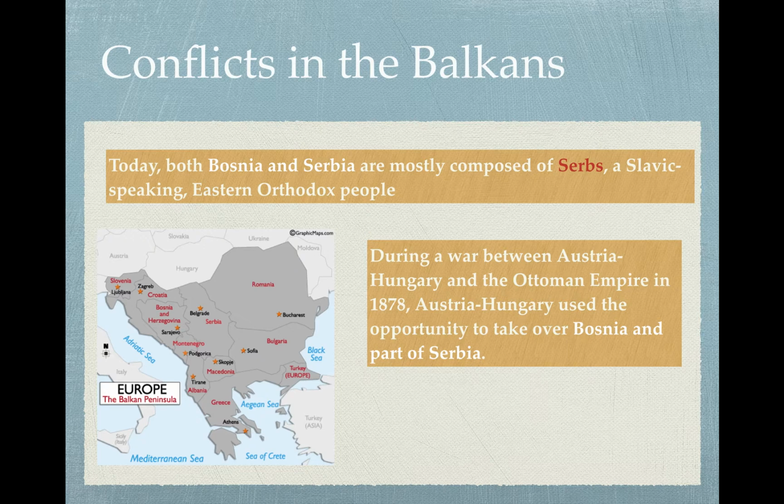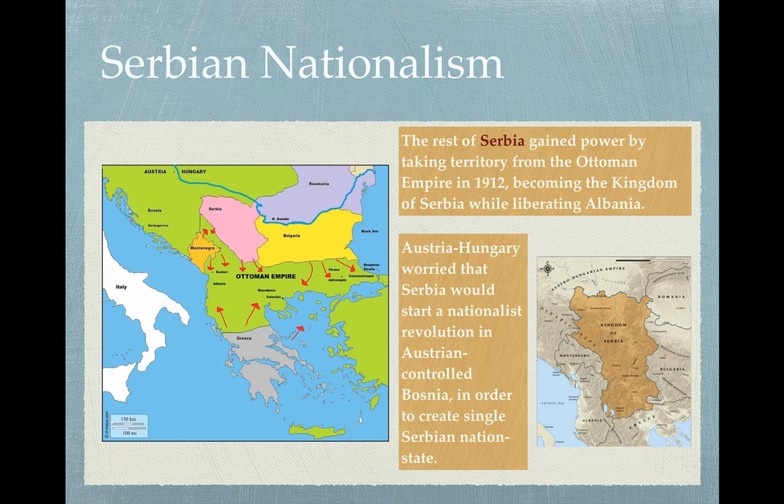Today, countries like Bosnia and Serbia are mostly composed of Serbs, which is a Slavic-speaking, Eastern Orthodox, that's the religion, people. And there are other ethnic groups and language groups within the Balkan Peninsula. But at this time, Serbs were split between the Austria-Hungary Empire, the Ottoman Empire, and some were wanting their own nation state. And as the 19th century wore on, more and more people wanted to be part of this own independent kingdom. And so Serbia became this kind of dream of a lot of Serbian people, which would be this separate kingdom composed of Serbs.